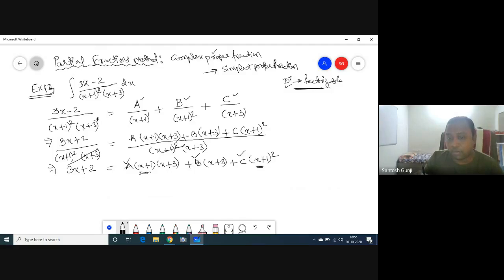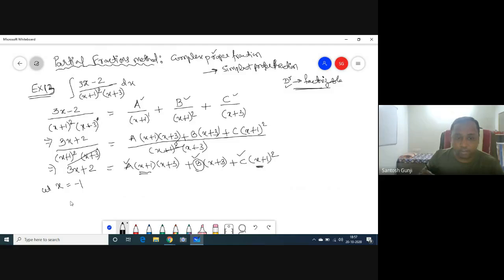I will be able to find the value of b, right? So first, let x equal minus 1. Always choose the value of x in such a manner that one of the A, B, C values becomes zero. Take one of the factors and substitute such a value so that one or two variables get eliminated and we can directly find the value of one variable.